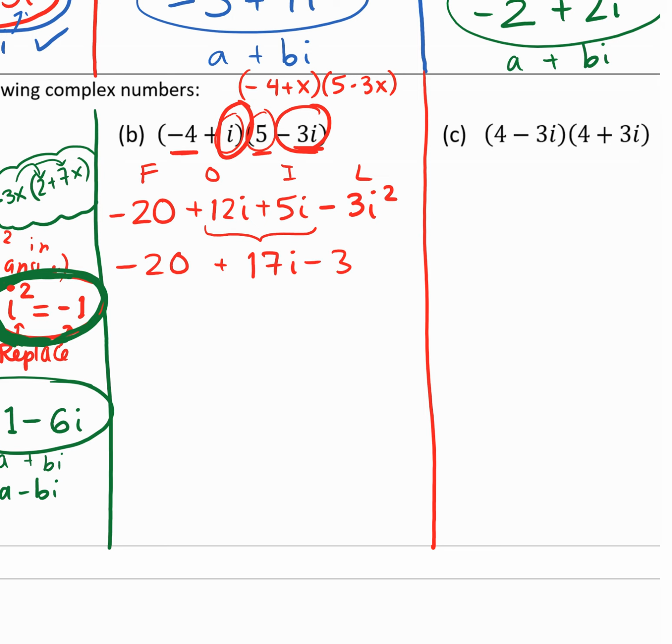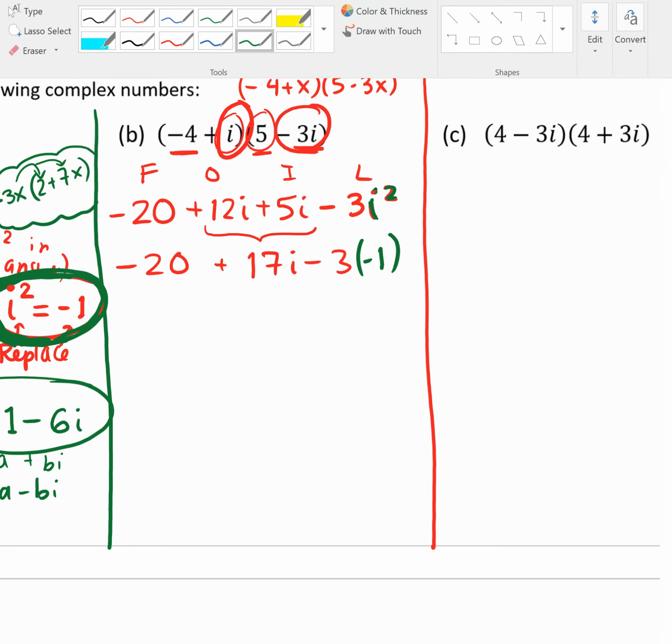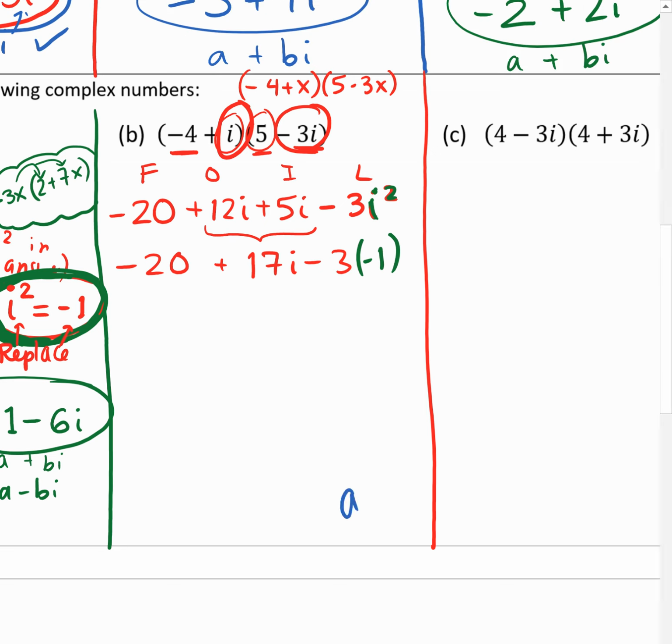And then here you have i squared, but like we saw in the last problem, whenever you see an i squared, you're going to want to replace that guy with negative 1. Everywhere. Because i squared is kind of useless. Because remember, you want to see your answer in the form a plus bi, and there's no i squared in there, so you want to make sure anytime you see an i squared, get rid of it. And now we'll see what happens.